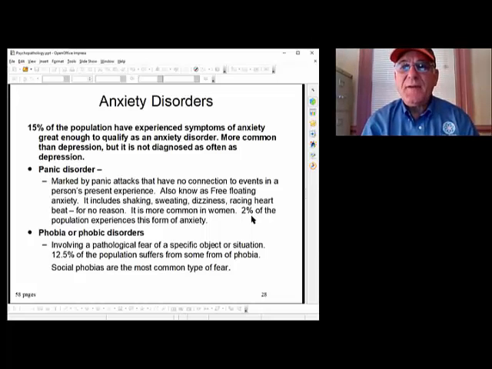Phobias are extreme fears, involving a pathological fear of a specific object or situation. 12.5% of the population suffers from some sort of phobia. Social phobias are the most common of them.